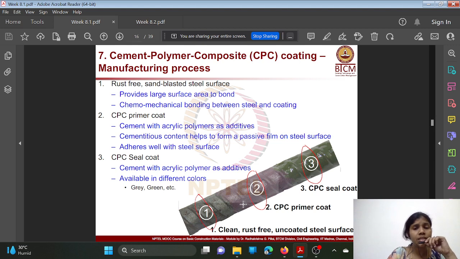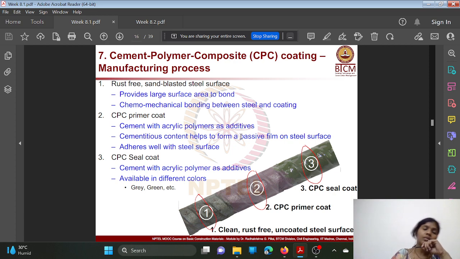And the second step is CPC primer coating. So you will be applying a coating of primer, like cement with acrylic polymers as additives. As you can see from the name, cement polymer composite coating. So cement will be mixed with some acrylic polymers as additives, and then applied on the surface of the plain, uncoated steel. The cementitious content helps to form a passive film on the steel surface. Passive means it will be inactive to the corrosive environment.